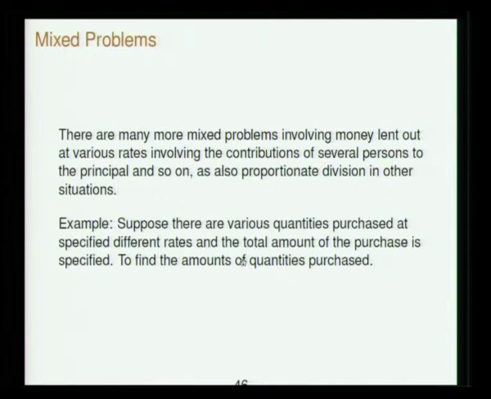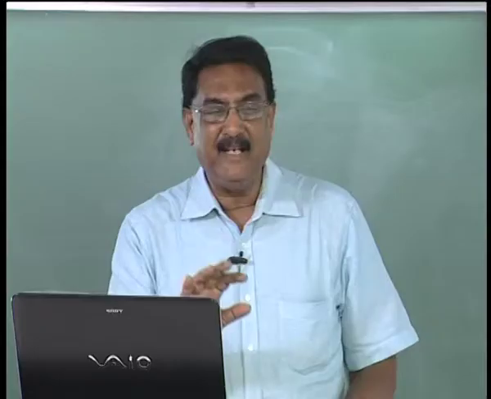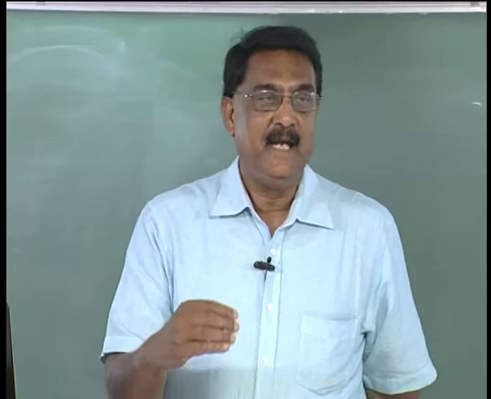so there are many more mixed problems involving money lent out at various rates involving contributions of several persons to the principal and so on, as also proportionate division in other situations, okay. Suppose there are various quantities purchased at separate specified different rates and the total amount of the purchase is specified, to find the amount of quantity specified. These are all very simple, but put in a more general context and a readily usable form kind of a thing.